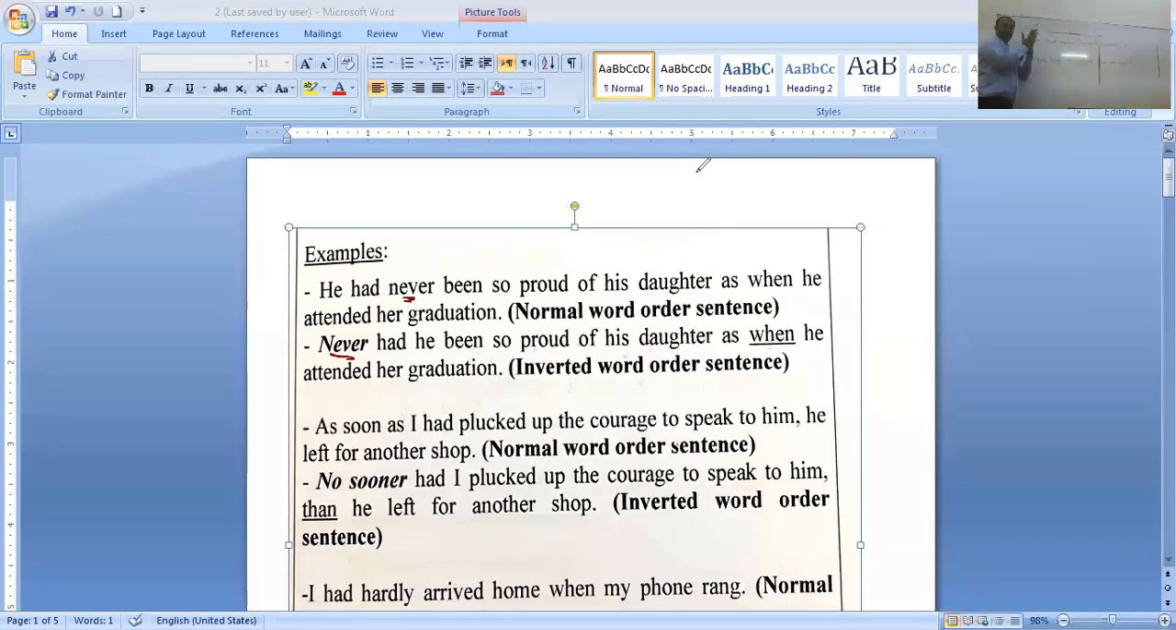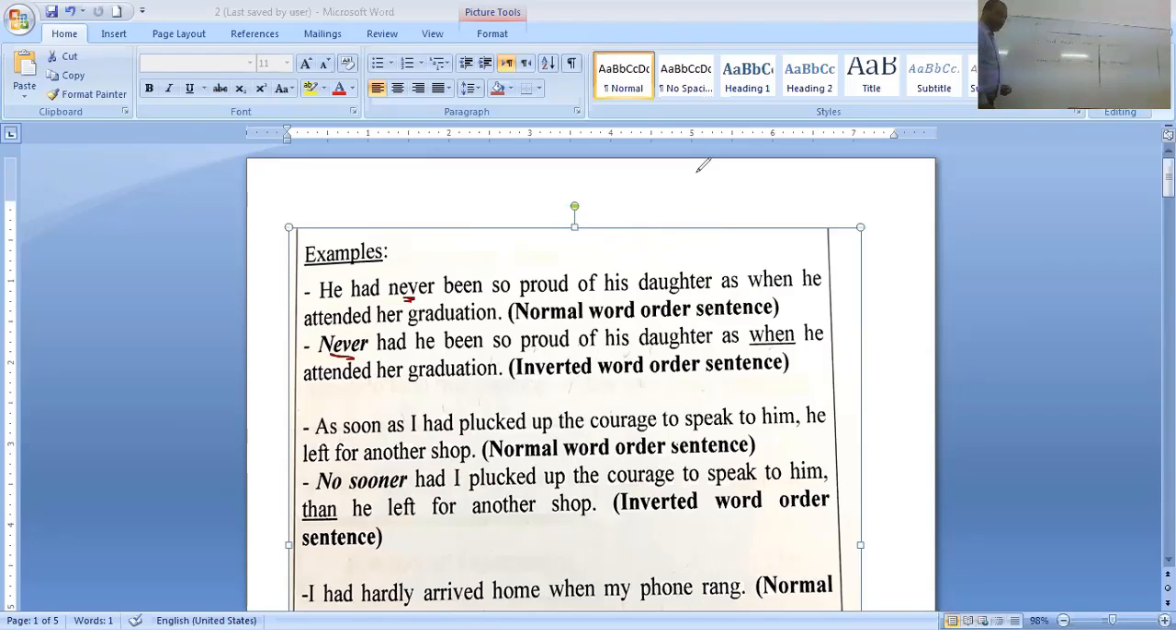Here we inverted, we changed the word order. Here, he comes here, number 3. Had stays the same. And never, the adverb, comes here. Right? So the word order he had never changes to never had he. Inverted, reversed.